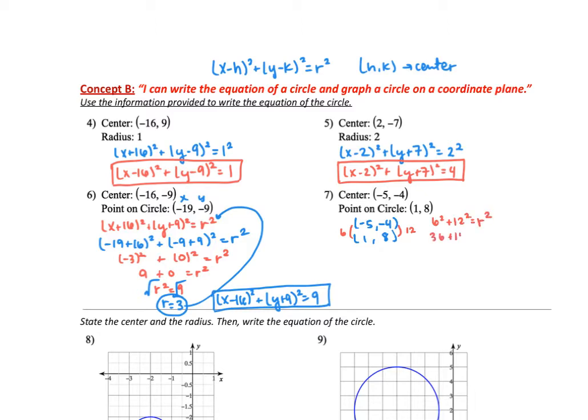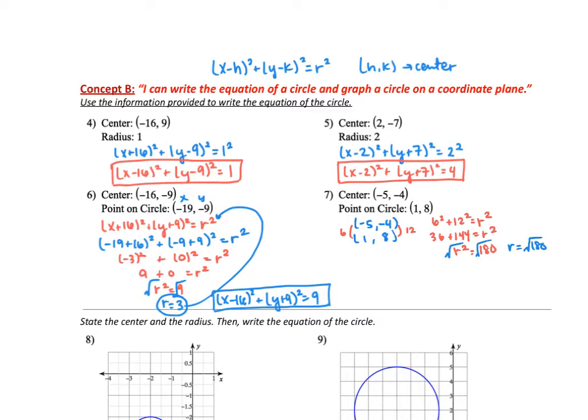36 plus 144 equals r squared. So 36 plus 144 is 180. And then to get the radius, we take the square root.